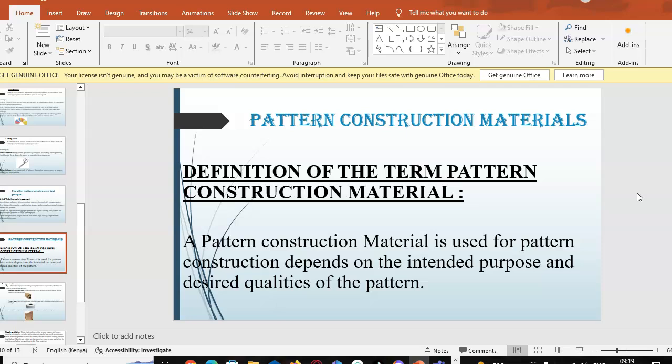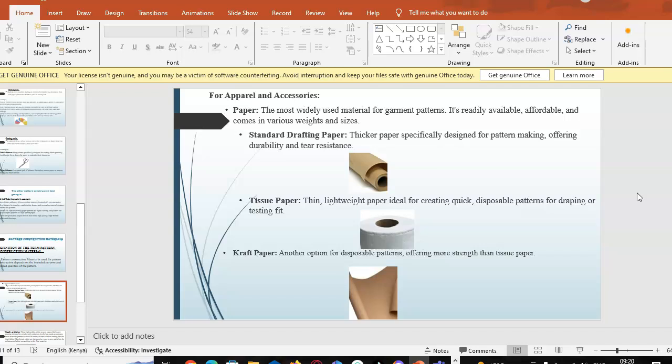We are now going to the next subtopic, pattern construction materials. We are moving from handling the pattern construction tools. Now we are on pattern construction materials. You start off by defining what a pattern construction material is. The material used for pattern construction depends on the intended purpose and the desired qualities of a pattern. For apparel and accessories, for example, we have paper.